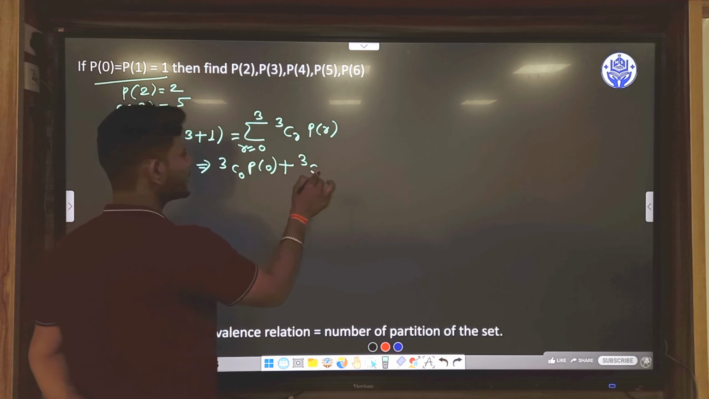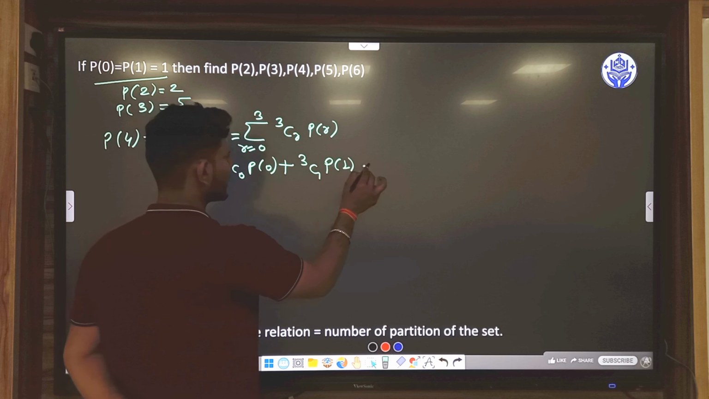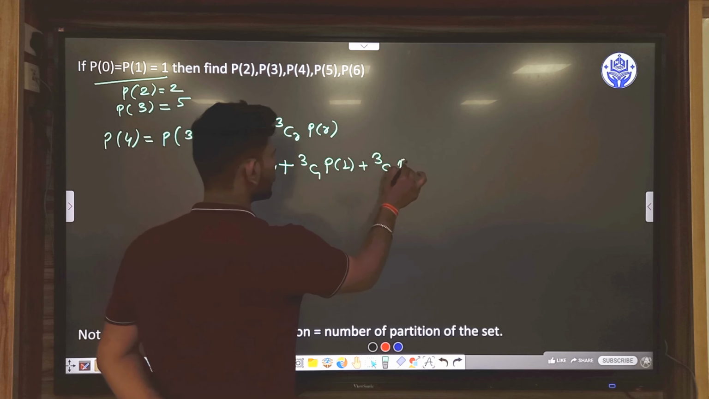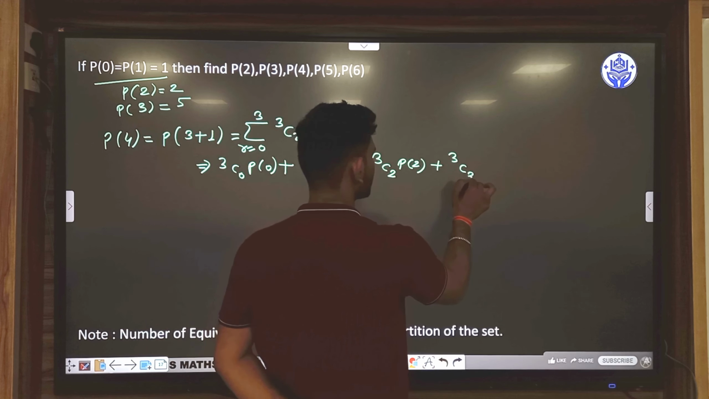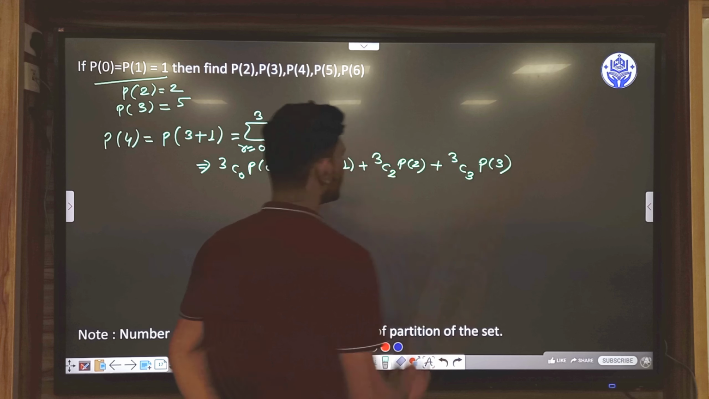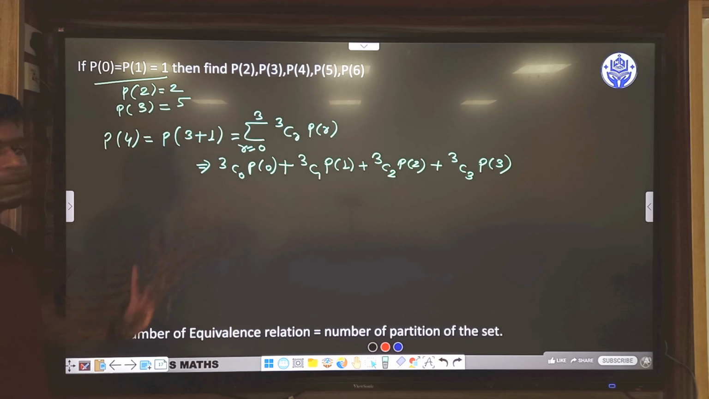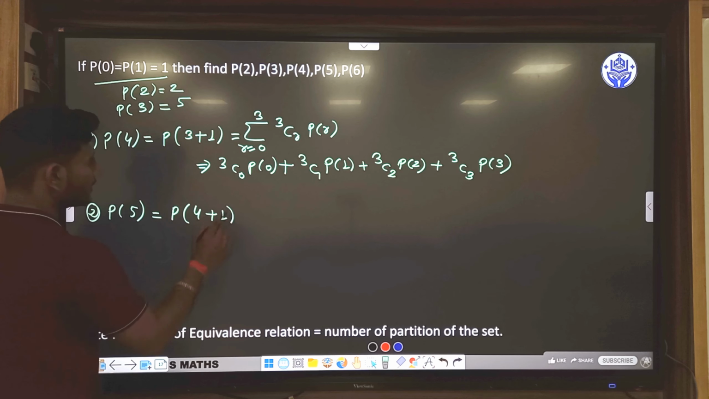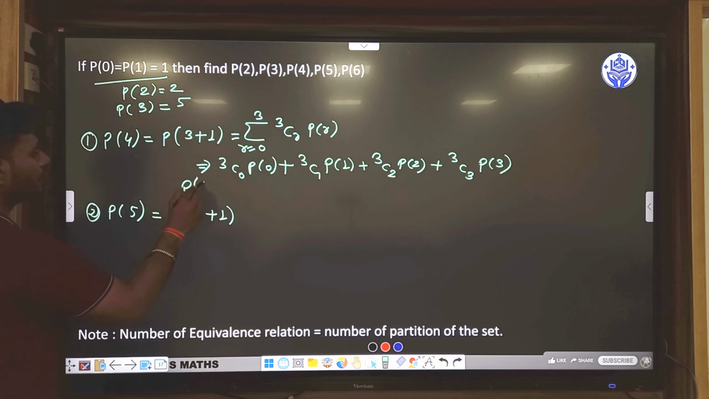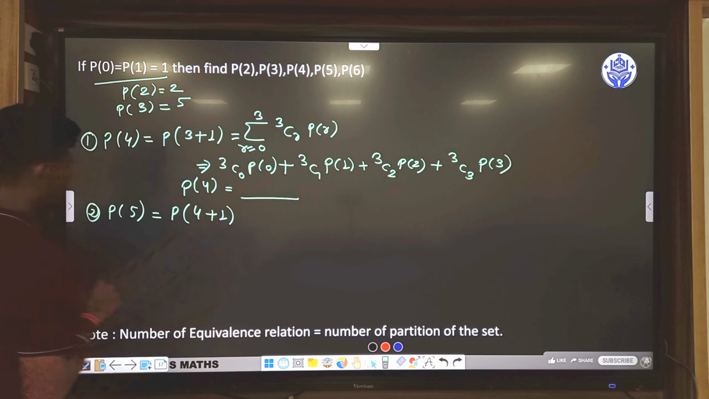Okay, then 3C1 P of 1, yes, 3C2 P of 2, yes, we have the value, and 3C3 P3. We have all the values, we will put the value and we can easily find. Similarly we can find P5. That is nothing but 4 plus 1, and because of that P4 will be here. You can put this value here.